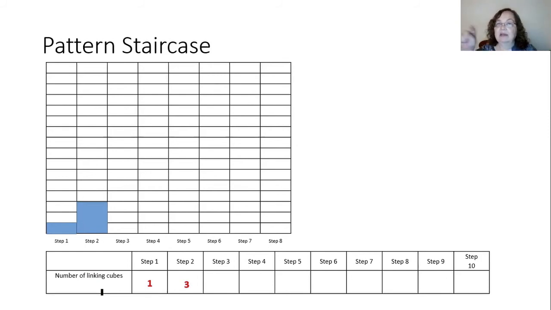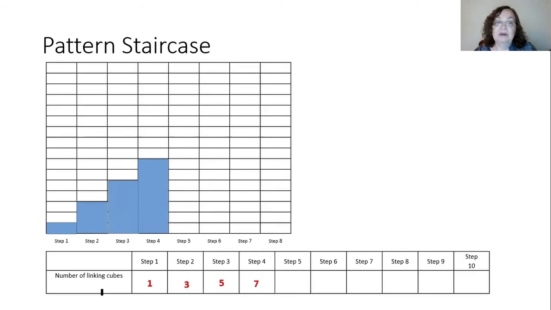We're making a staircase. Remember how a staircase goes up. Let's look at step 3. I'm going to color 5, and I'm going to write down 5. And let's look at step 4. I'm going to color 7 and write down 7. Now are you starting to see a pattern? I see a pattern in the way that the staircase is going up.